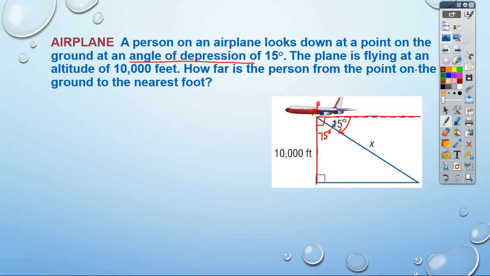Ooh, I wonder if I can use that. It says here the plane is flying at 10,000 feet. There's my 10,000 feet. That's a really low flying plane, by the way. Normally at cruising altitude, you're at 35,000 feet. How far is the person from the point on the ground to the nearest foot? So I want to find this distance right here. There's the point I'm looking at on the ground.